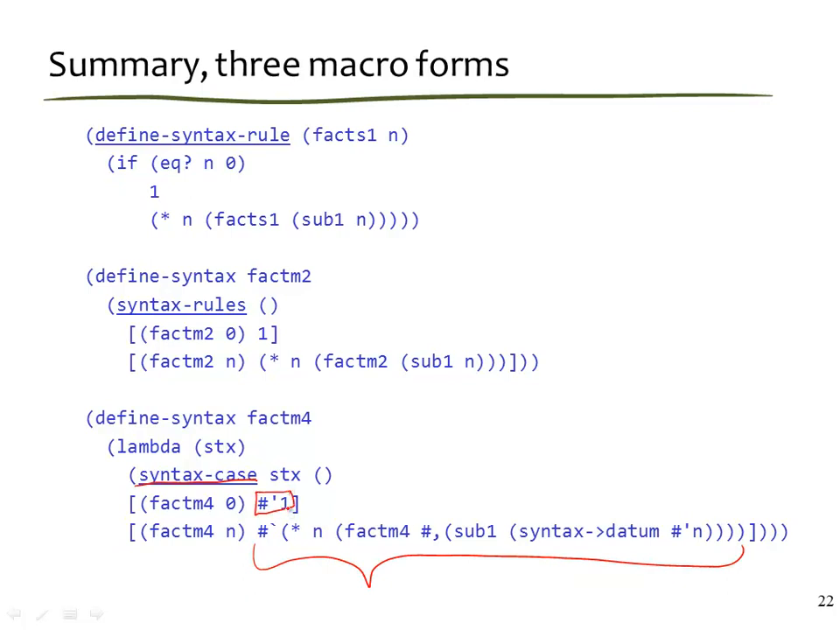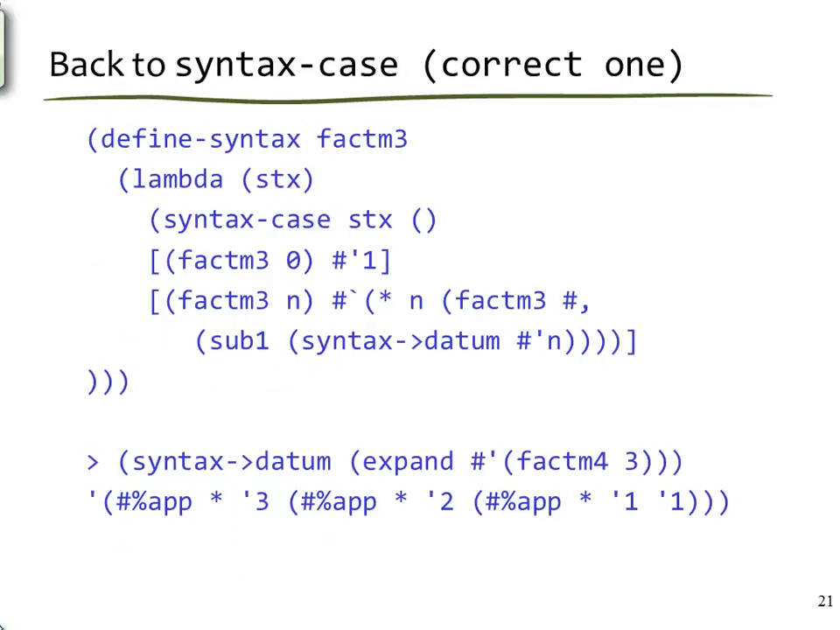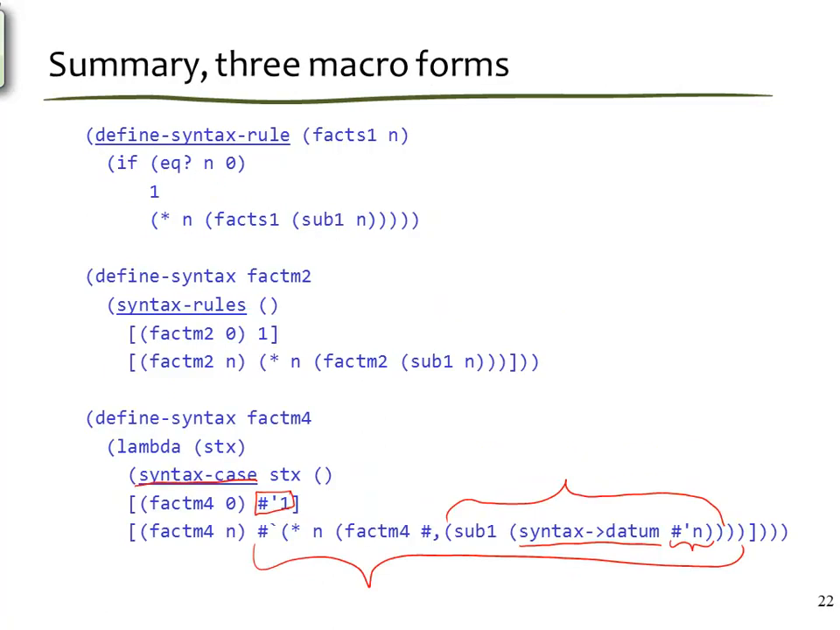So this returns a template, a syntax, and here you can mix and match, right? The whole thing here is a template, but here we are escaping to evaluation. Here we again get a piece of template and use that to convert it from syntax to a value on which we can then do subtraction of 1. Okay?